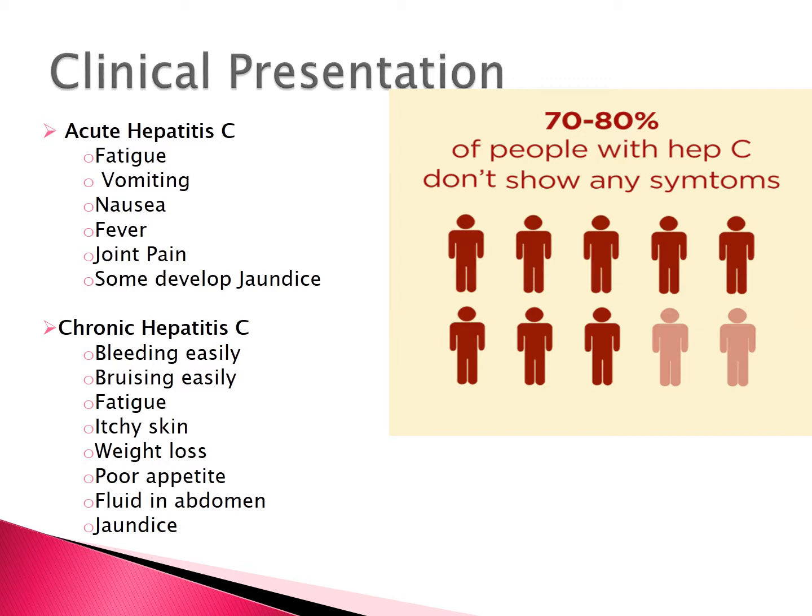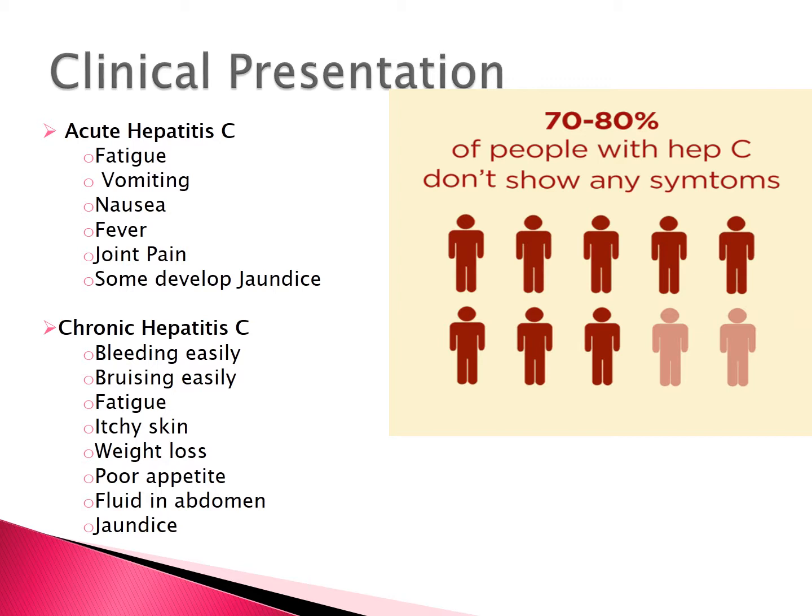There are 2 forms of hepatitis C: acute hepatitis C and chronic hepatitis C. Acute hepatitis C is short-term and occurs usually in the first 6 months after someone contracts the virus. In most cases, acute hepatitis C will lead into chronic hepatitis C.